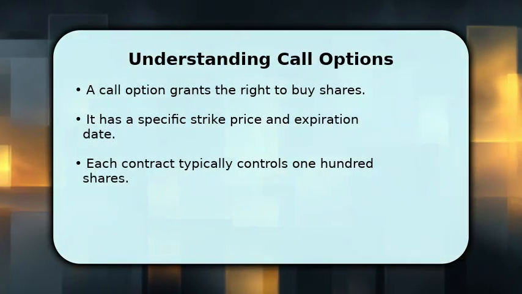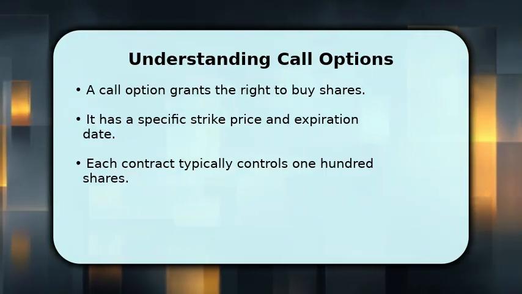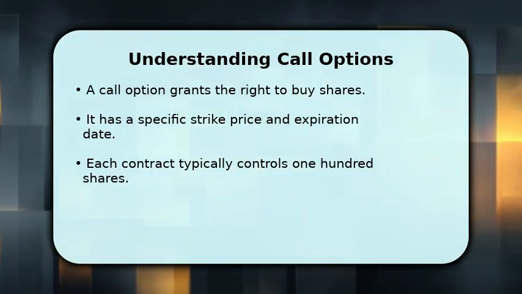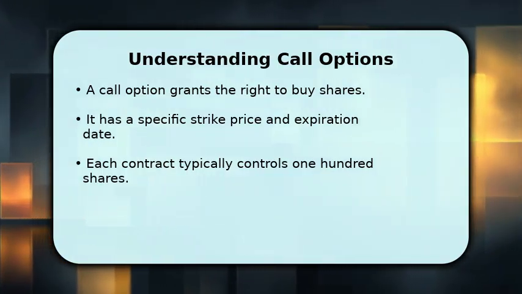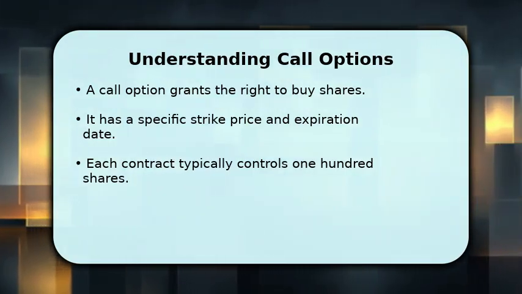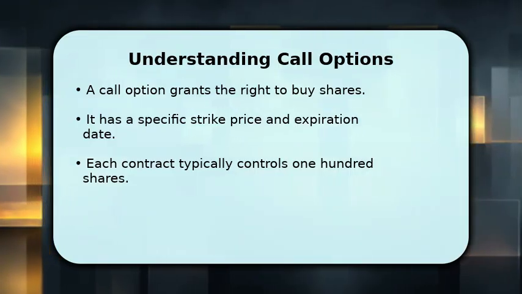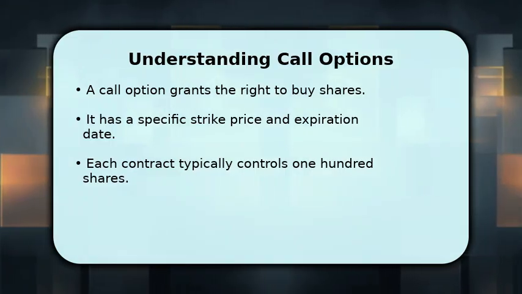A call option gives you the right, but not the obligation, to buy 100 shares of an underlying stock at a predetermined price, called the strike price, before a specific expiration date. You purchase calls when you anticipate the stock price will rise. Understanding these core components is crucial before making any trades.